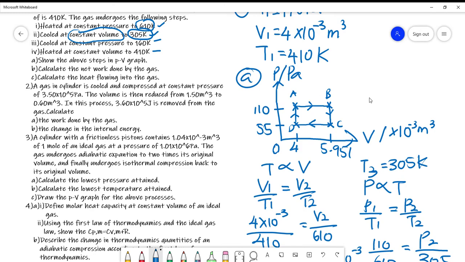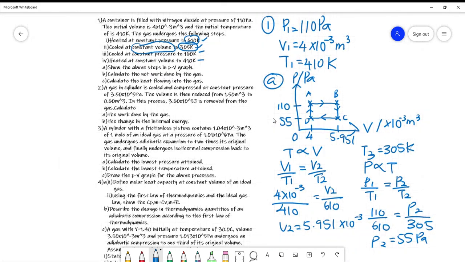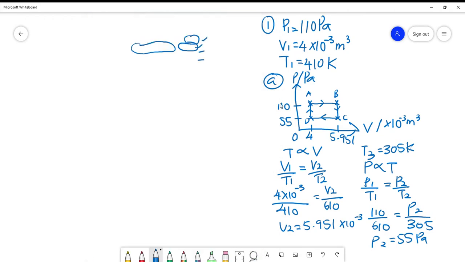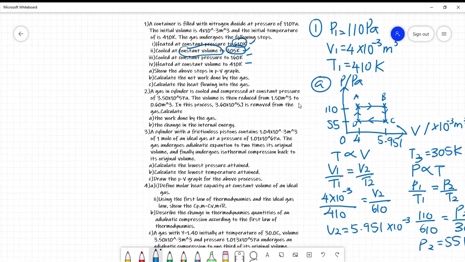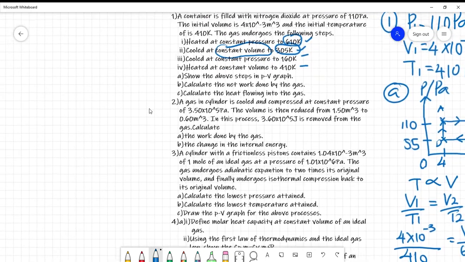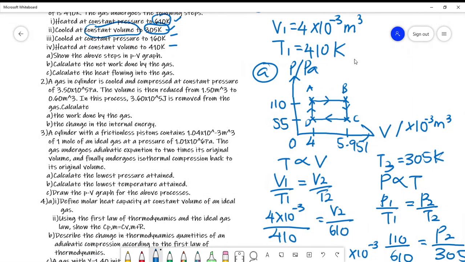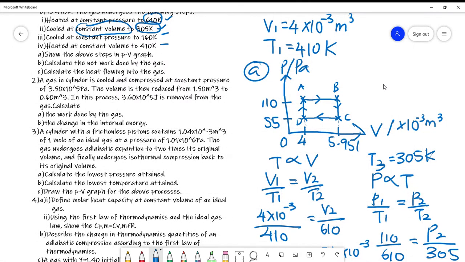So this is how we answer for the graph. Let's just move on to question B. Calculate the work done by the gas. We know that the work done is actually the area under the graph. I can see that from this graph. This is a square graph, so our work done is actually the area under the graph.